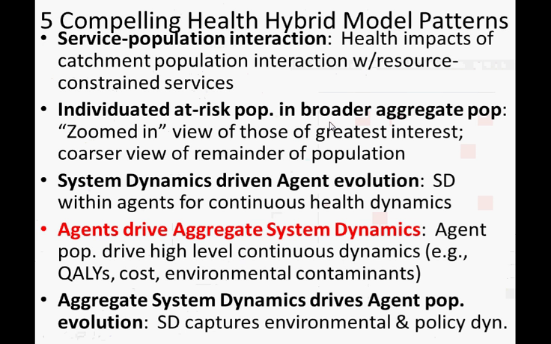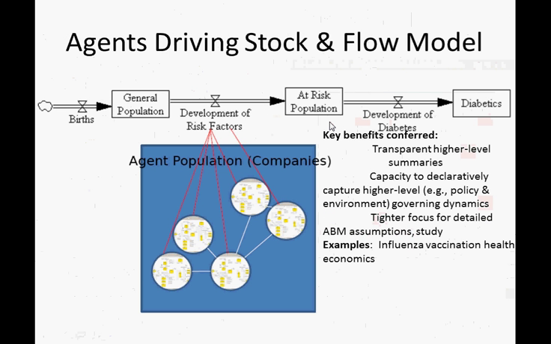Second to last type, the penultimate type, is agents driving aggregate system dynamics. So here we have agents at a low level. We have system dynamics at a high level. This gets a little bit to Joachim's question. Dynamics feedbacks from a high level to a low level. This is one popular way you could have agents.